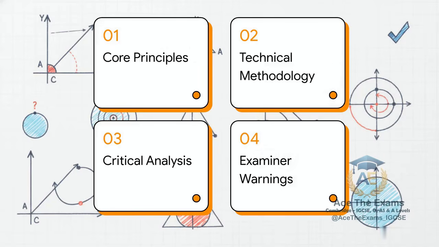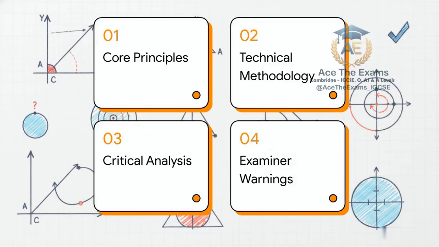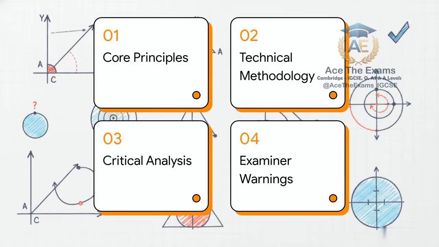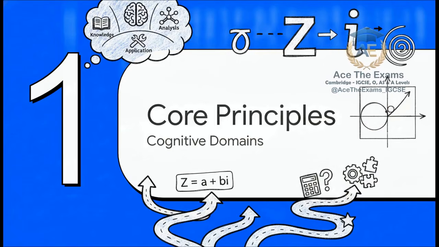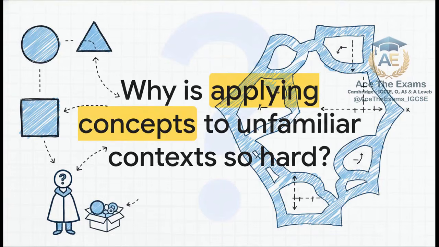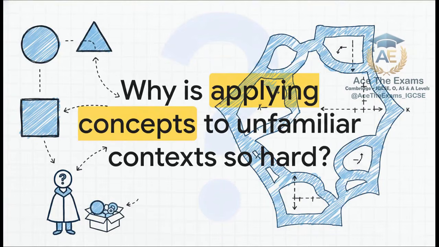So here is our roadmap for the explainer today. First, we'll cover the A-star difference. Second, we'll dive into the technical methodology framework. Third, we're going to look at problem solving and evaluation. And finally, we'll wrap up with the top examiner warnings. Let's move straight into Section 1, the A-star difference. We really need to see how the assessment objectives are actively targeting very distinct cognitive domains. This is a massive, absolutely critical question to ask yourself.